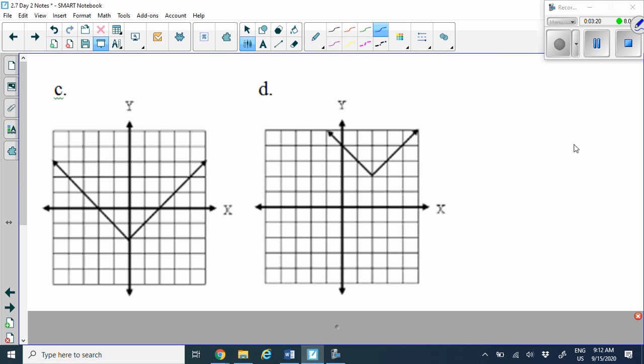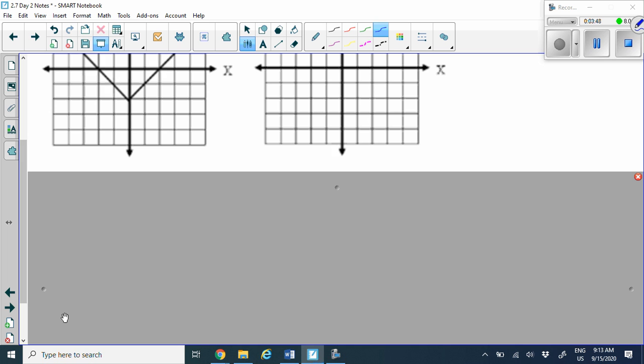Okay, for C and D, you're going to do exactly the same thing. There's going to be 4 things you need to find: the vertex, the a value, write the equation of the function, and then determine domain and range. Go ahead, pause the video, do those 4 things for both examples C and D. Okay, let's see what you got here as well. Let's look at example C.